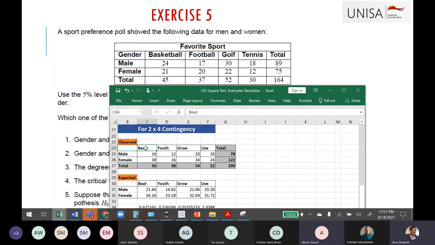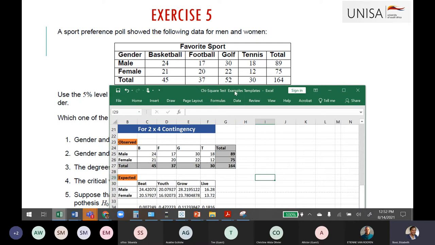And at the top, I'm just going to write the abbreviation. I'm lazy to type the whole thing. Basketball, football, golf, and tennis. And then I can just put in the values. I'll put for male first, 24, 17, 30, and 18. And then I go to the bottom one and do for female, 21, 20, 22, 12. And everything has been calculated.